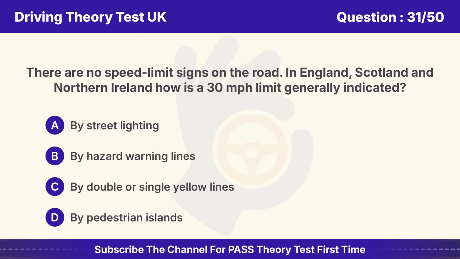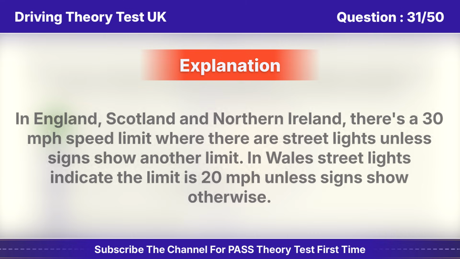Question 31. There are no speed limit signs on the road. In England, Scotland, and Northern Ireland, how is a 30 miles per hour limit generally indicated? Answer is A. By street lighting. In England, Scotland, and Northern Ireland, there's a 30 miles per hour speed limit where there are streetlights and less signs show another limit. In Wales, streetlights indicate the limit is 20 miles per hour and less signs show otherwise.